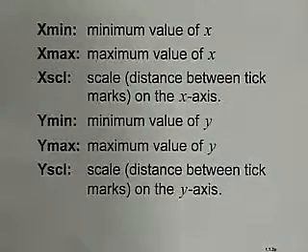X scale is the scale on the x-axis, which refers to the distance between the tick marks. Y min is the minimum value of y. Y max is the maximum value of y. And y scale is the scale on the y-axis, or the distance between the tick marks there.